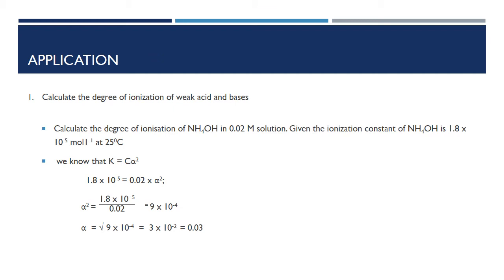It can be used to calculate the degree of ionization of weak acids and bases. Consider the problem: calculate the degree of ionization of ammonium hydroxide in 0.02 molar solution. Given the ionization constant of ammonium hydroxide is 1.8 x 10^-5 moles per liter at 25 degrees Celsius. We know that K is equal to C alpha squared. As the value of K is given as 1.8 x 10^-5 and C is given as 0.02 molar, these two values are substituted in the equation to calculate the degree of ionization, which is found to be 0.03.